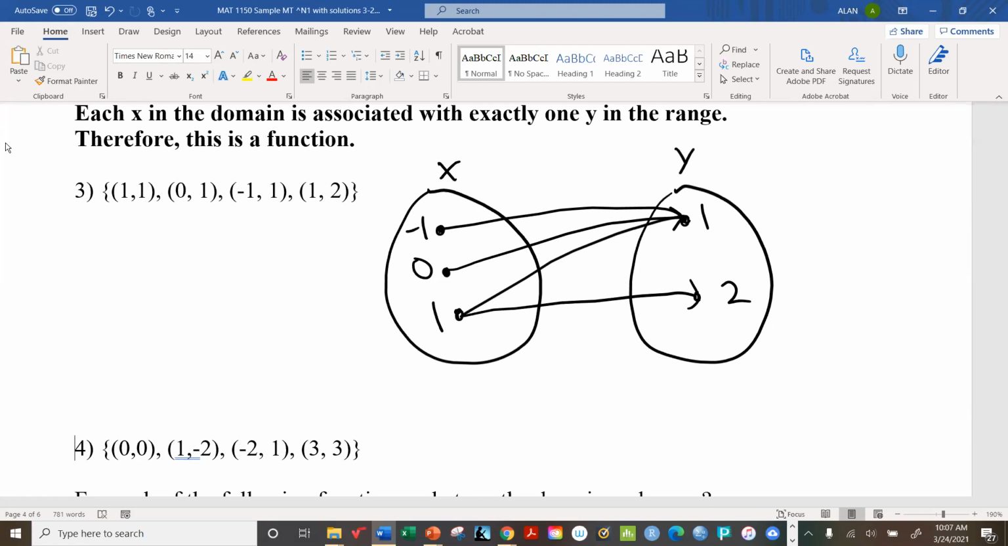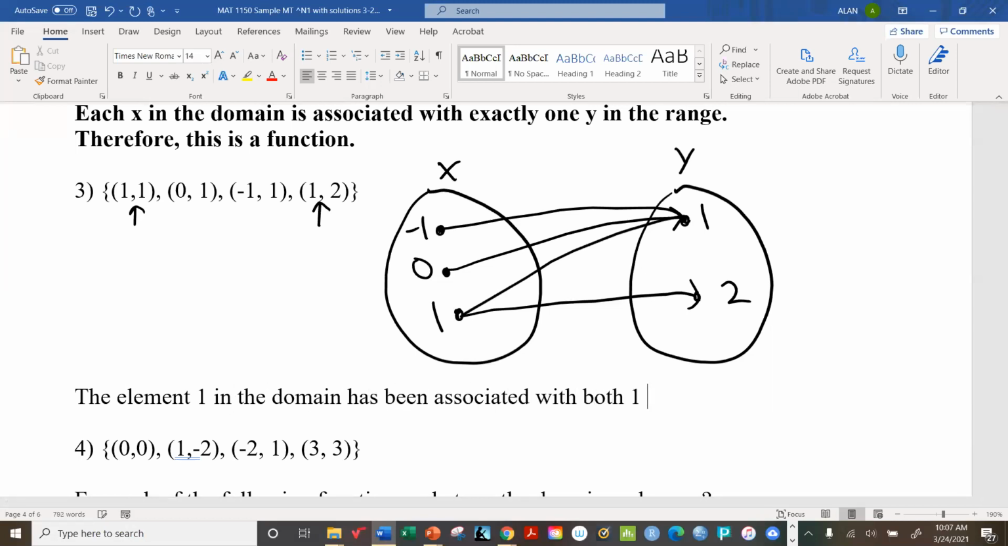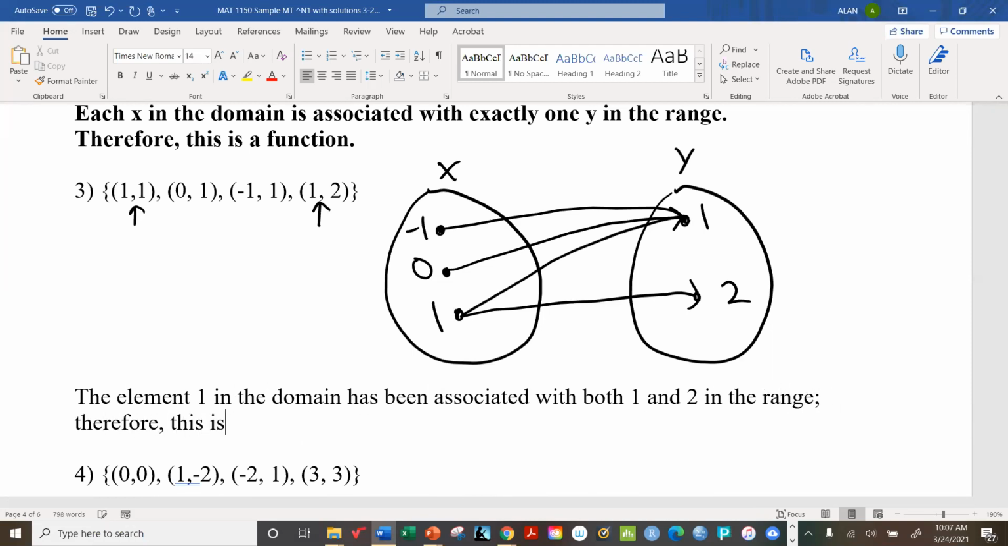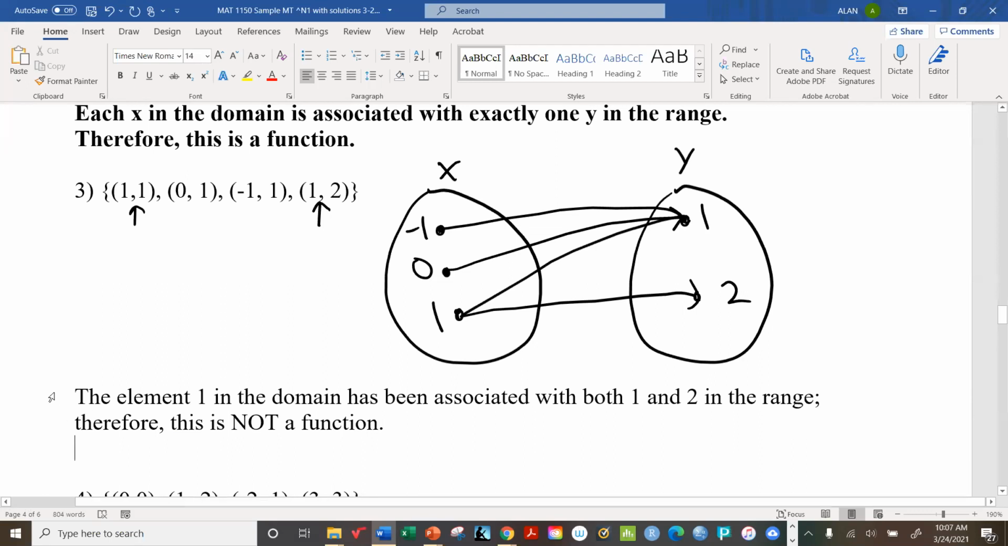So there you go. The element 1 in the domain has been associated with both 1 and 2 in the range. Therefore, this is not a function. And if you just want to think about it in terms of the graph, anytime you see one of these points having more than one line coming out of it, already you know this is not a function. So that means no for this one.